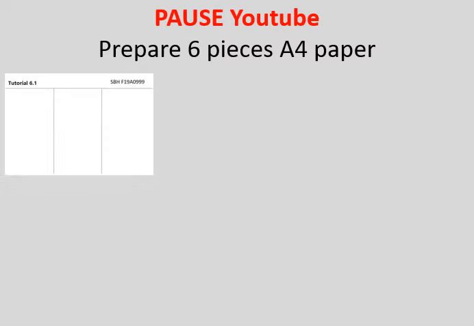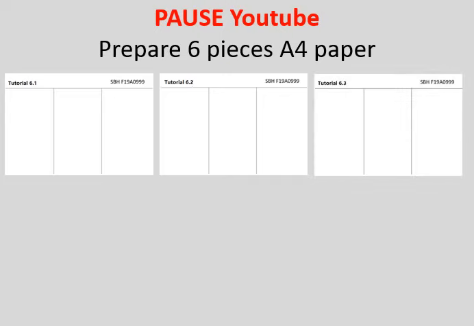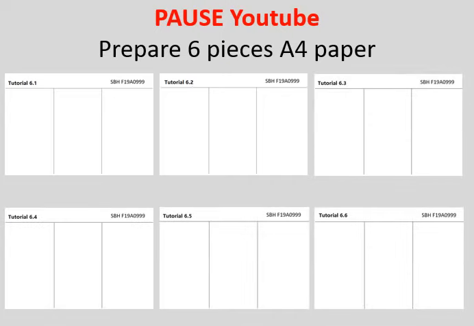Like last week, you're going to have 3 boxes and then you have the so-called horizontal box there with tutorial 6.1 and your student ID. Tutorial 6.2 your student ID, tutorial 6.3 your student ID until the last tutorial 6.6. Okay, take some time, maybe 5 minutes to prepare this paper. It's going to be very useful from now until end of our slides.